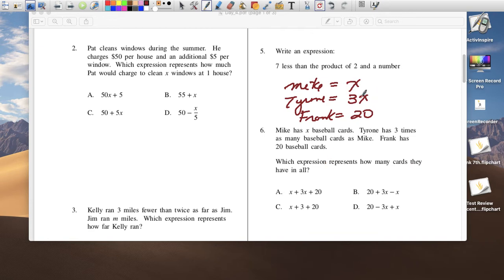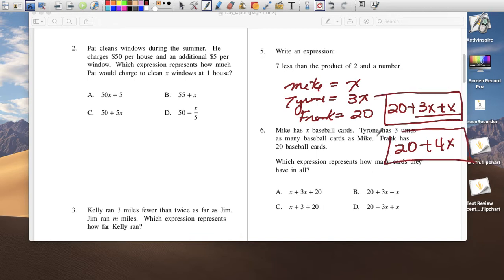Well, they have 20 plus 3x plus x, right? 20 plus 3x plus x. We can combine like terms here and write 20 plus 4x. So your multiple choice is either going to look like this or like this. And we have x plus 3x plus 20, which is exactly here. This one is no, this one is no, and this one has a minus. Nope, so that's the correct one.